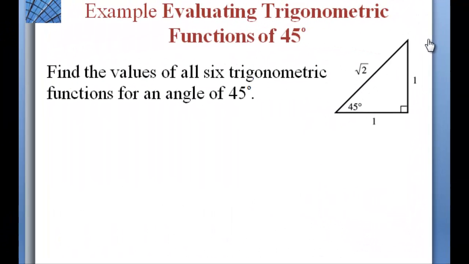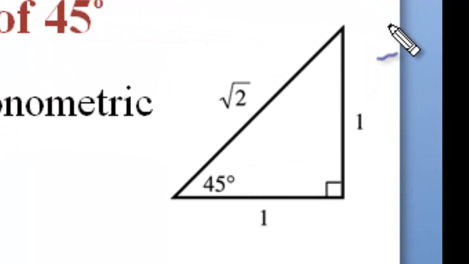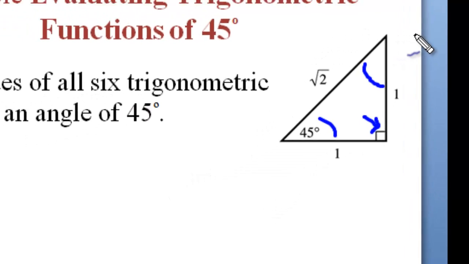Evaluating trig functions can be done on a calculator, but there are 2 special triangles that can be solved geometrically. The first one is the 45-degree right triangle. In all 45-degree right triangles, we have 90 degrees in the corner and the 2 45s, making it an isosceles right triangle. And the ratio of the sides, the hypotenuse will be the square root of 2, and the 2 legs will both be 1.